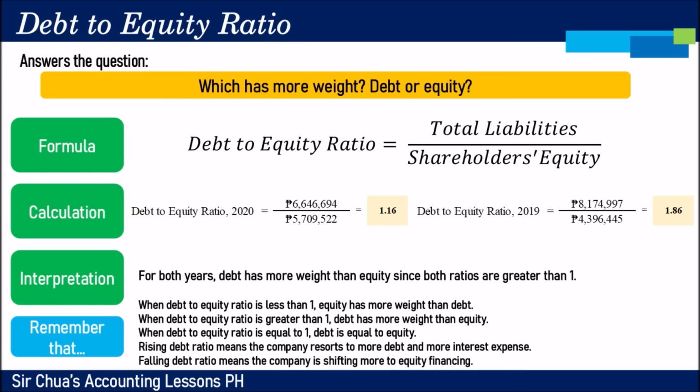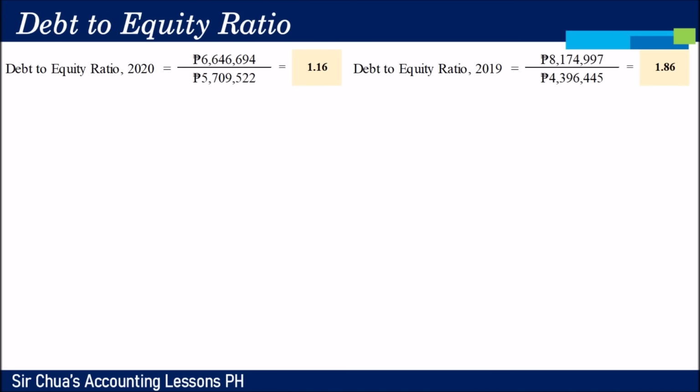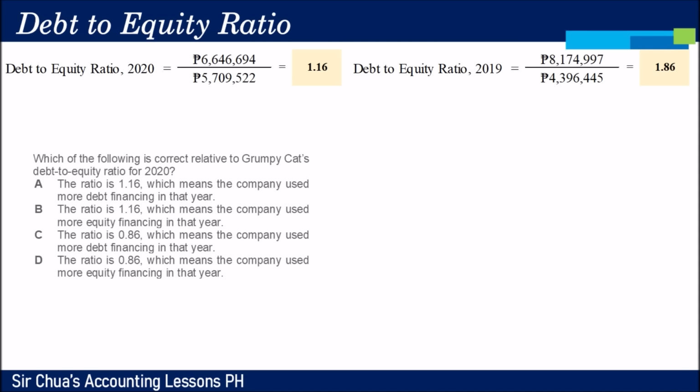Okay? Let's interpret this, let's enhance your learning with these questions. Which of the following is correct relative to Grumpy Cat's debt to equity ratio for 2020? A, B, C, or D? Go.